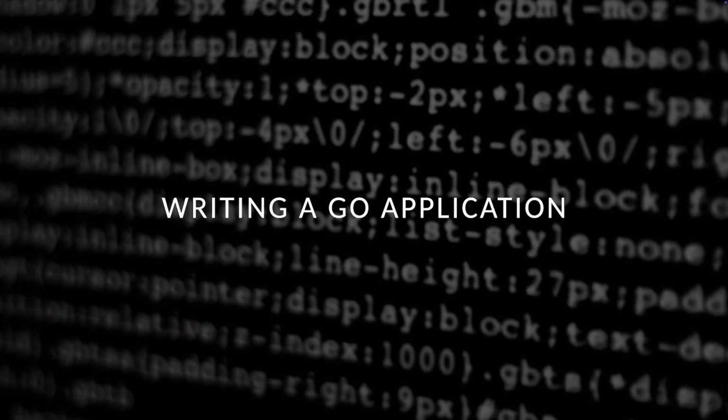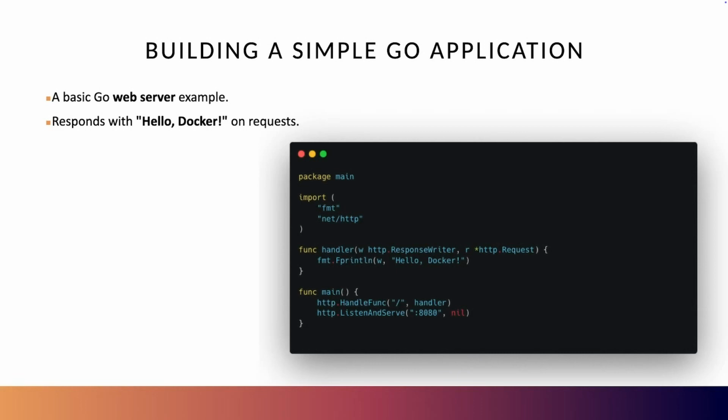Writing a Go application. Now that we understand containers, let's write a simple Go application that we'll later containerize. This Go program is a basic web server. When you visit it in your browser, it responds with "Hello Docker." In this code, we define a single HTTP handler, set up the server to listen on port 9090 and respond to every request. It's a simple program, but perfect for demonstrating the power of containers.